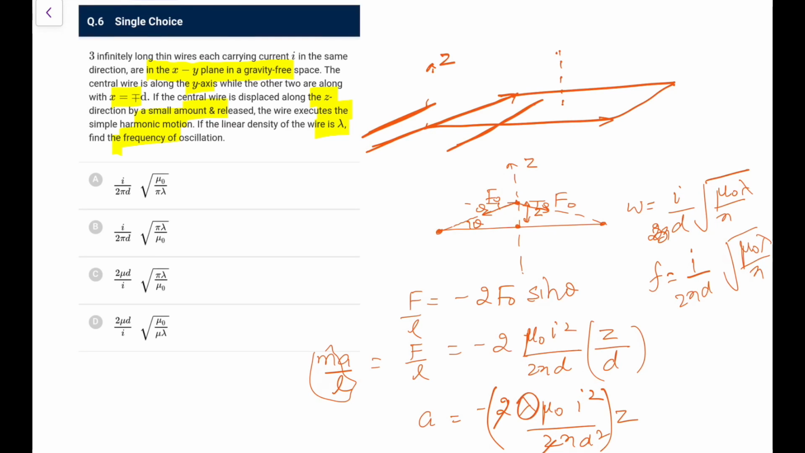Okay, I've written it wrong. This lambda should be here. So better do it like this. We are good that no such option was given, otherwise we would have done it wrongly. This is option A, not B. So be careful. Don't make such mistakes.